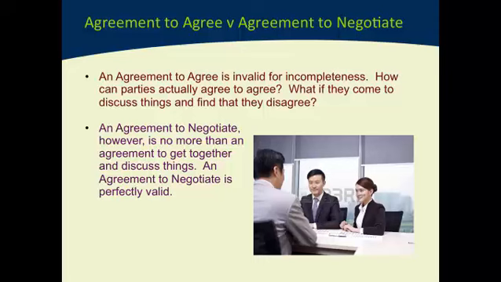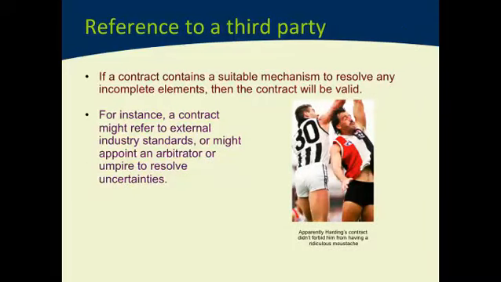But both sides can actually meet their obligations under the initial contract simply by negotiating. So can you see that an agreement to negotiate is fine because it sets out an obligation which can be met? An agreement to agree is not fine because there's no way that a party can undertake an obligation which actually requires them to agree with something that they might not in the end agree with.